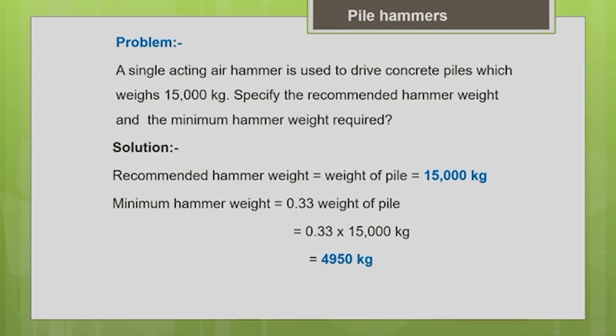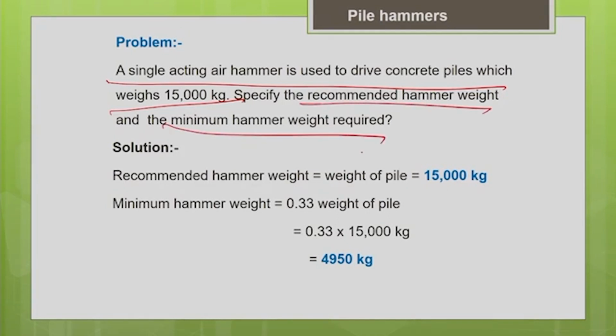So let us work out a simple problem based on the pile hammer selection. A single acting hammer is used to drive a concrete pile which weighs 15,000 kg. So the weight of the concrete pile is given as 15,000 kg. You are going to recommend the hammer weight needed, the recommended hammer weight and the minimum hammer weight required.